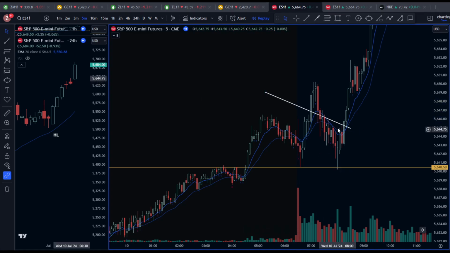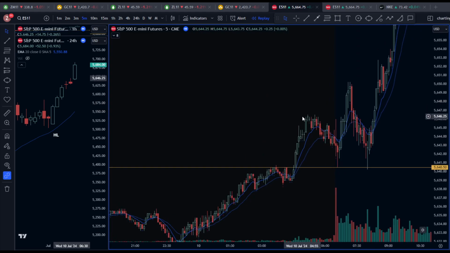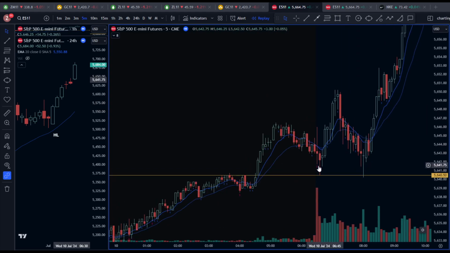So in the case of this real life example, we see in the pre-market we're strongly gapping above this level, and as market opens we get a pullback to this area.